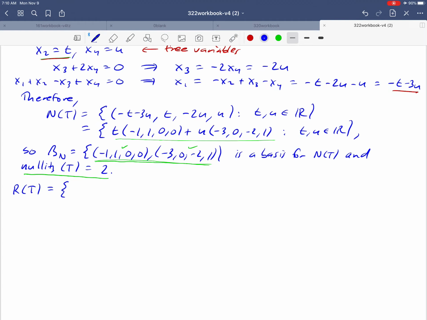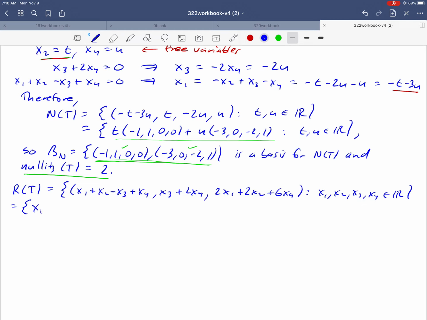So we could write that as the set of all x1 plus x2 minus x3 plus x4, x3 plus 2x4, 2x1 plus 2x2 plus 6x4, where x1, x2, x3, and x4 can be anything. Okay, and that's just our definition of the range. And notice that we can pull that apart. This is the same kind of calculation again that we did back in section 1.6. If we did that, we could break it up like this.